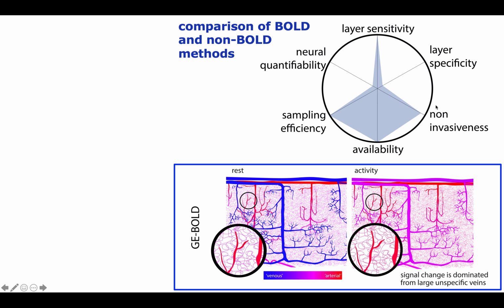We are not very specific. We are non-invasive as it gets. It's super available on every scanner. Sampling efficiency is awesome. But the neural quantifiability is pretty bad because we only have these percent signal changes, but we don't know percent of what.